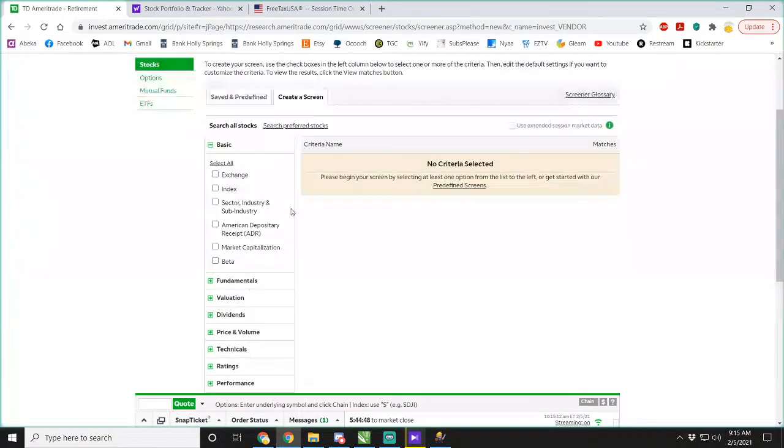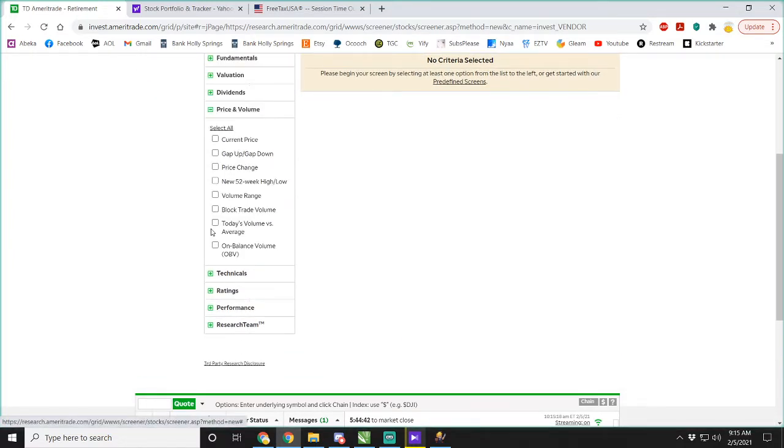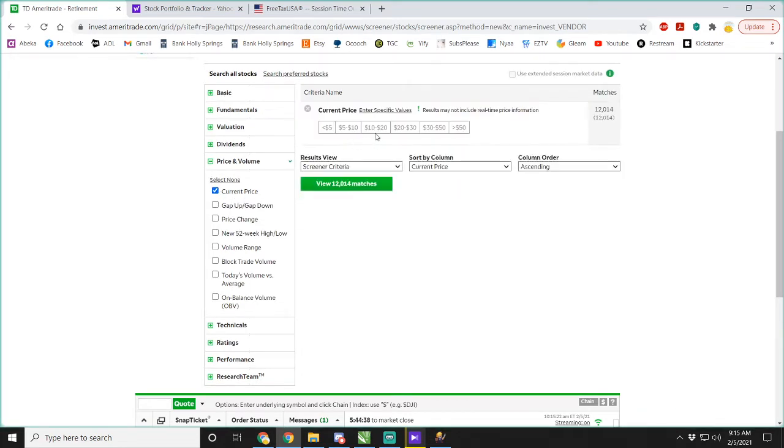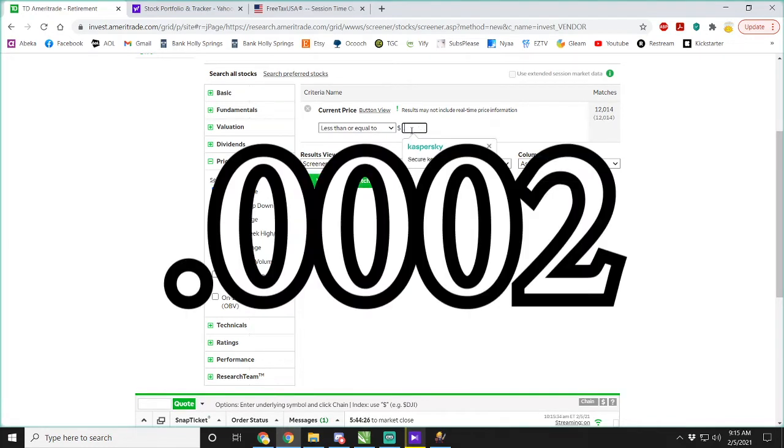And then for this particular system, what we want to go down to is the price and volume, current price, and we want to enter specific values. The value we're going to be looking at is less than or equal to 0.0002.